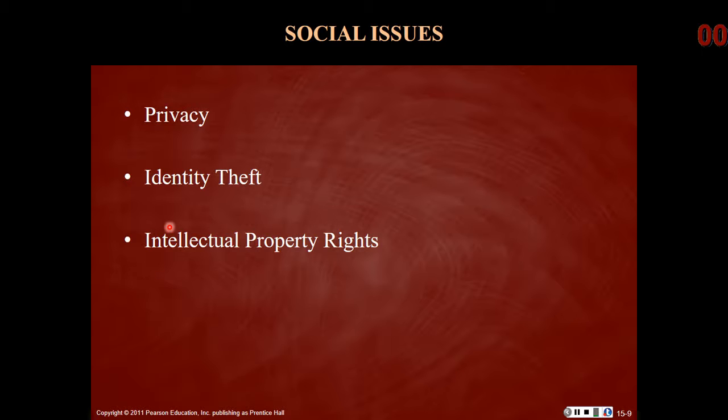Welcome to part 2 of our video presentation on chapter 15. In this and subsequent parts, we will talk about the specific social issues that information and communication technologies often give birth to when they are used in an organizational context and also by individuals. In this part 2, we will talk about privacy issues. And then in subsequent parts, we'll talk about identity theft and intellectual property rights.